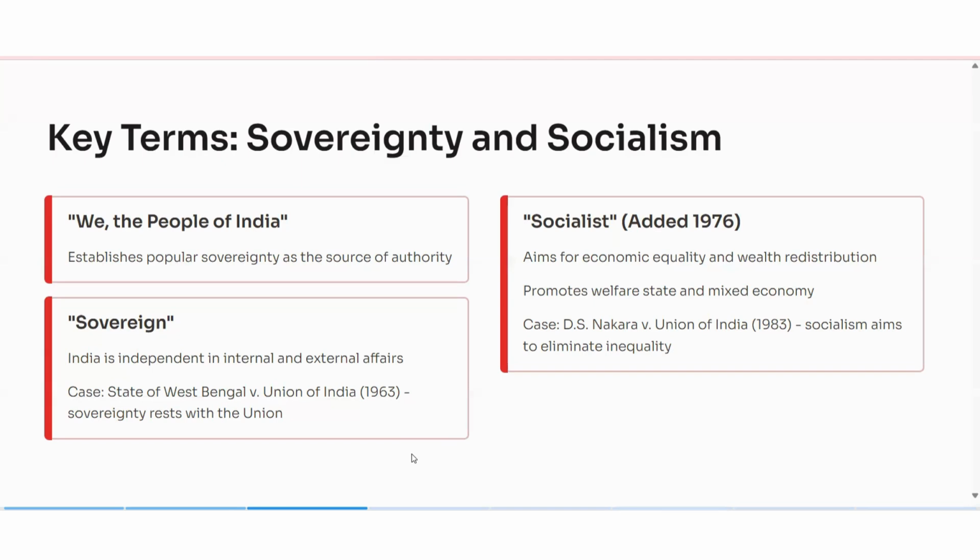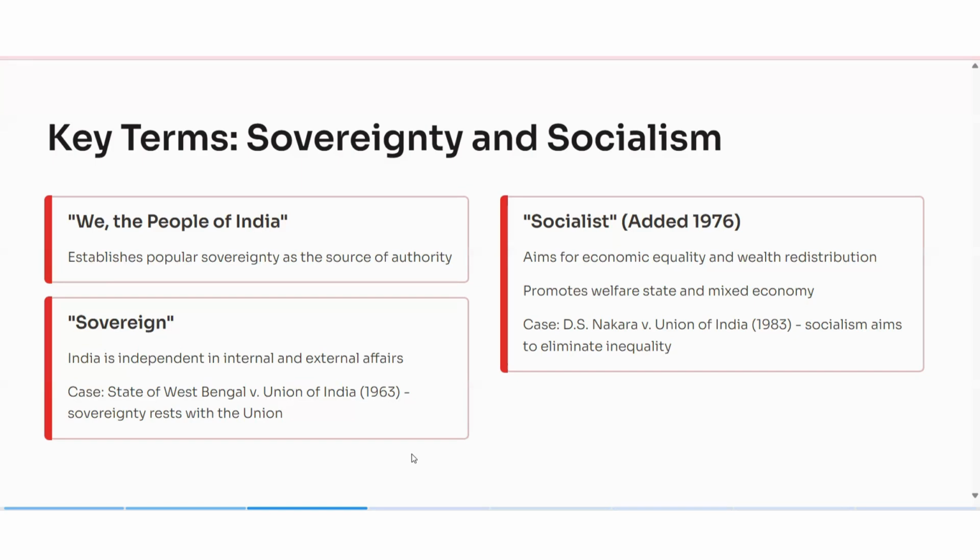There is one case, State of West Bengal versus Union of India. Sovereignty rests with the union. There are two kinds of government: union government and state government. When it comes to who is sovereign, then it rests with the union government. The word socialist was added with the 42nd Amendment to the Indian Constitution, which aims for economic equality and wealth redistribution. It promotes a welfare state and mixed economy.